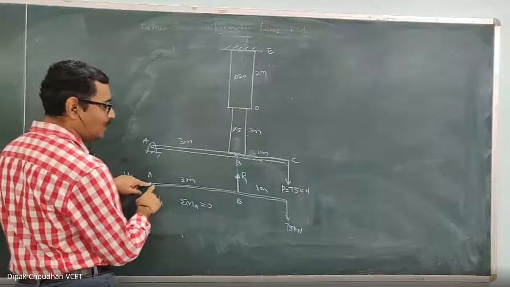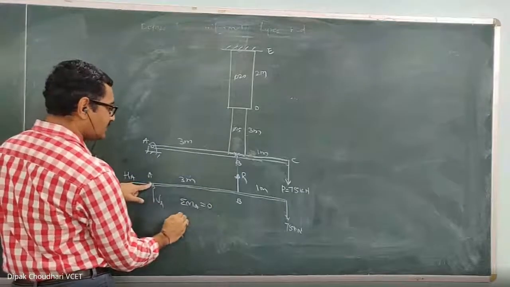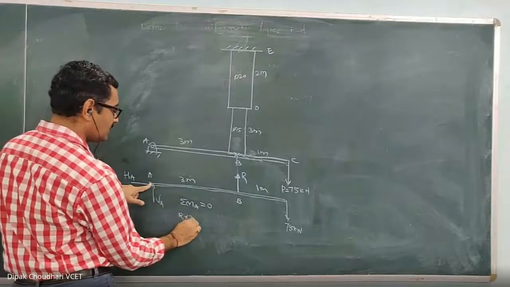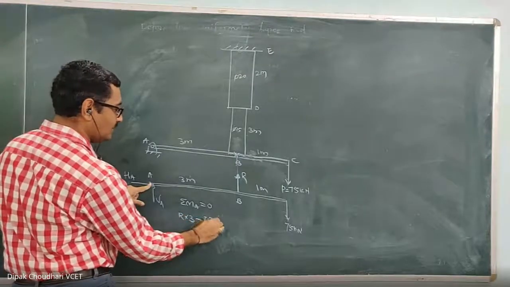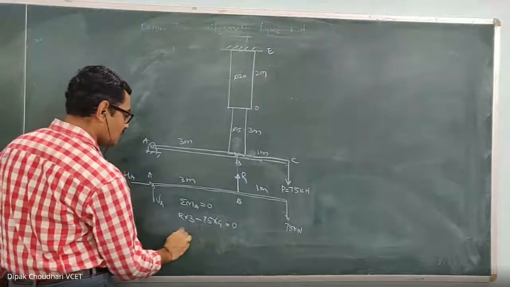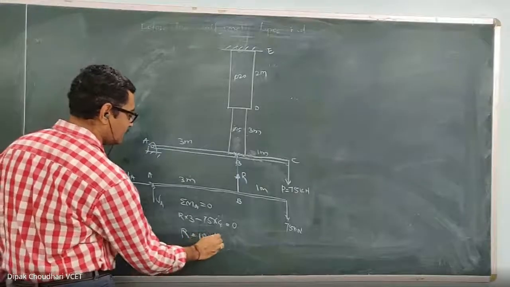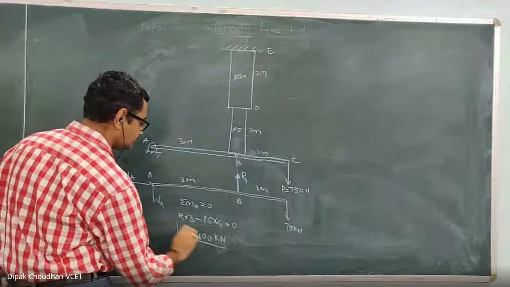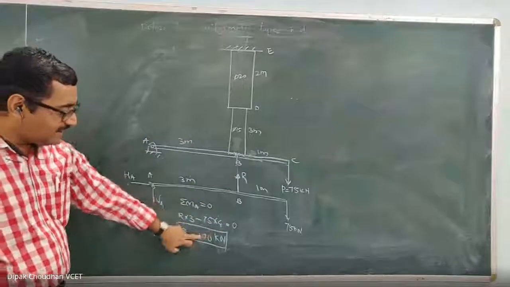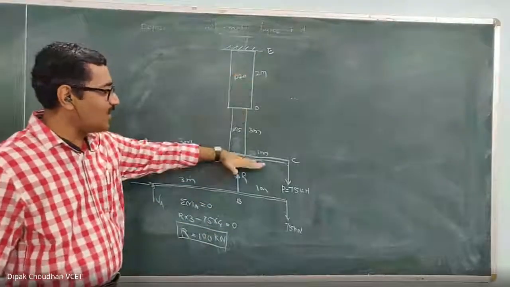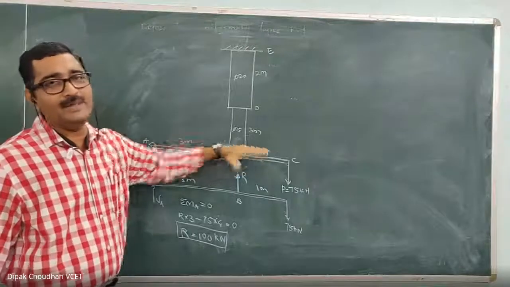So if I take the moment about point A, moment of R is R into 3 minus 75 into 4 equal to 0. So R equal to 75 into 4, 300 divided by 3, that is R equal to 100 kilonewton. This is the reactive force exerted by this rod on this beam ABC.